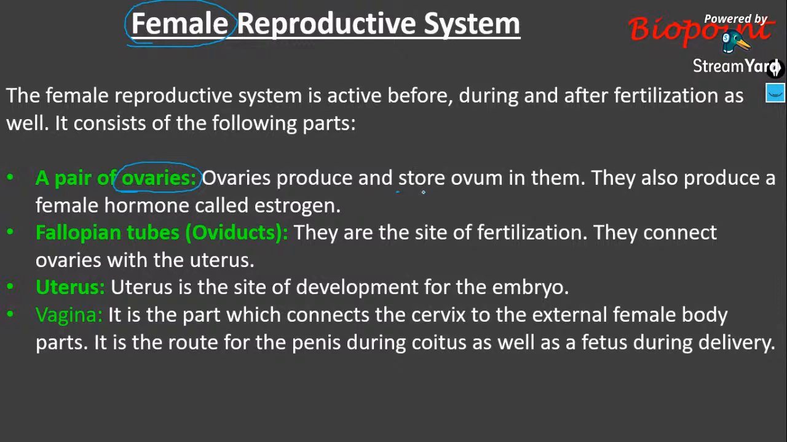It produces and stores ovum. It also produces the female sex hormone, which is called estrogen. So the testis produces sperms and the male sex hormone testosterone, while the ovary produces the female gamete, which is the ovum, and the female sex hormone, estrogen. From the ovary, the ovum is collected by the fallopian tube, also known as the oviduct.